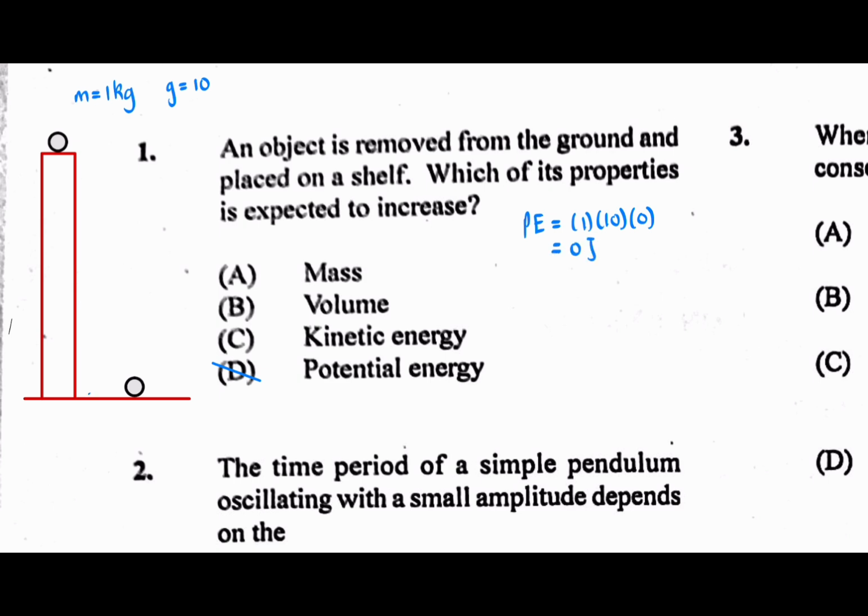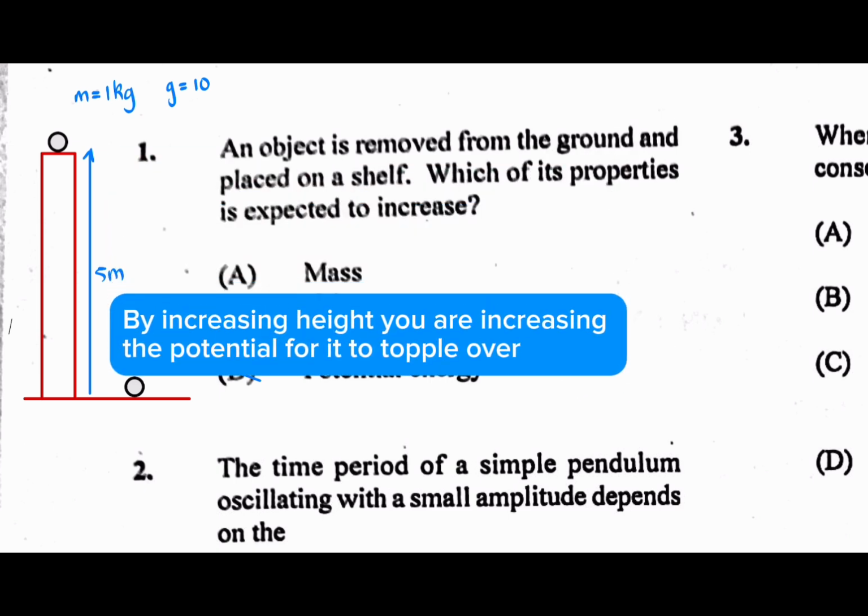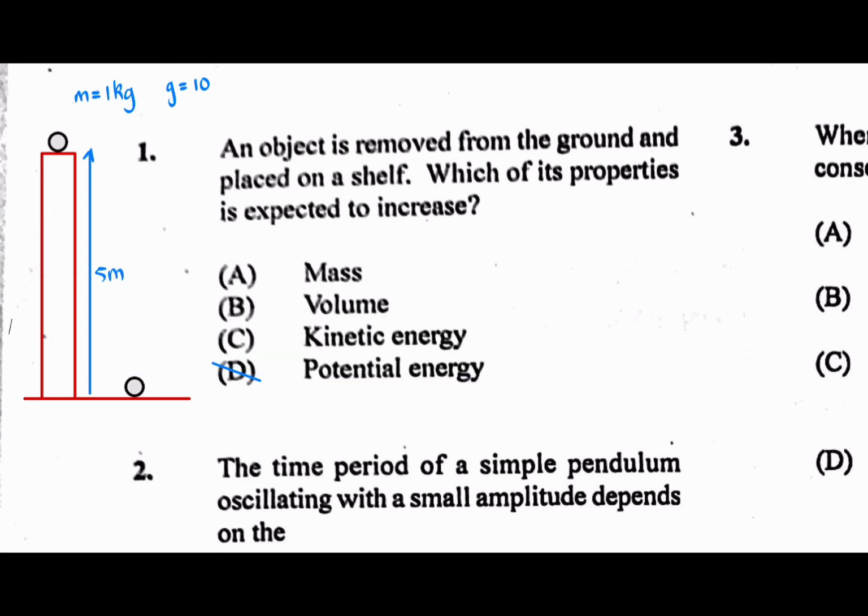Now, let's just say we took the ball and we moved it up 5 meters. If I did that, my new potential energy would be equal to 1 by 10 by 5, which is equal to 50 joules. So just by increasing its height from the ground, I increased my potential energy. So anytime you're increasing height, you are increasing an object's potential energy. Another way to think about it is like this. If you take an object and you place it on a high shelf, you are increasing the likelihood of it falling down from the shelf.